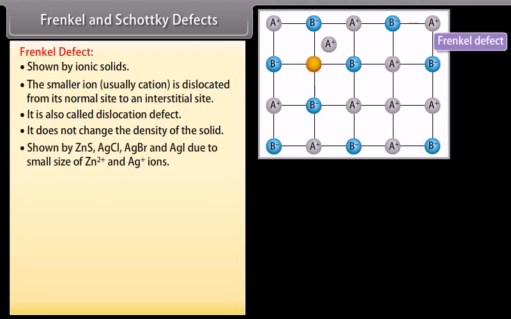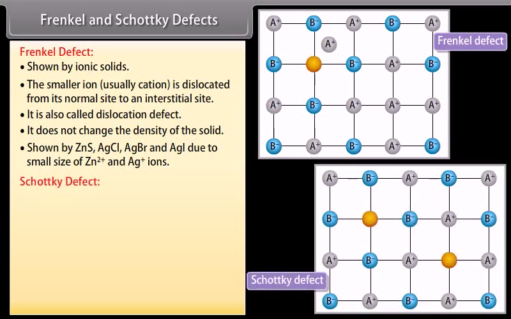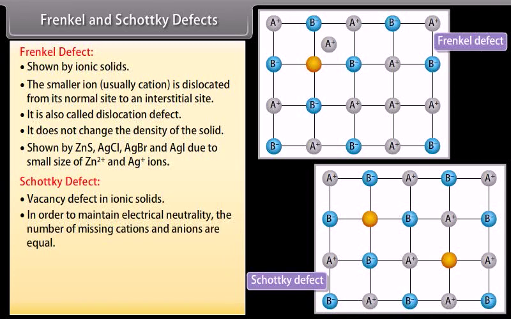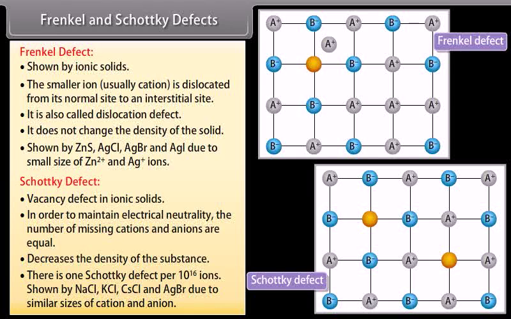Shown by ZnS, AgCl, AgBr, and AgI due to small size of Zn2+ and Ag+ ions. Schottky defect, vacancy defect in ionic solids. In order to maintain electrical neutrality, the number of missing cations and anions are equal. Decreases the density of the substance. There is one Schottky defect per 10^16 ions, shown by NaCl, KCl, CsCl, and AgBr due to similar sizes of cation and anion.